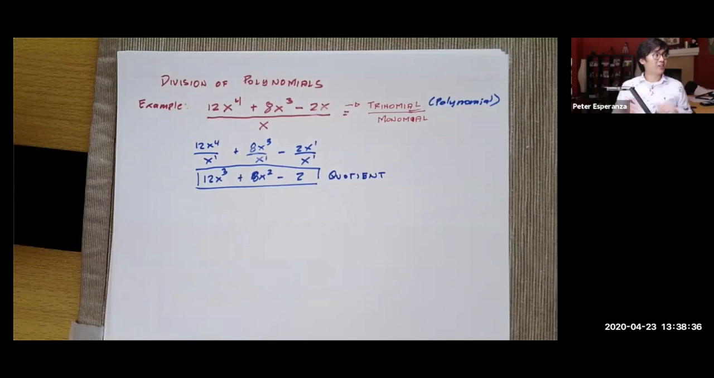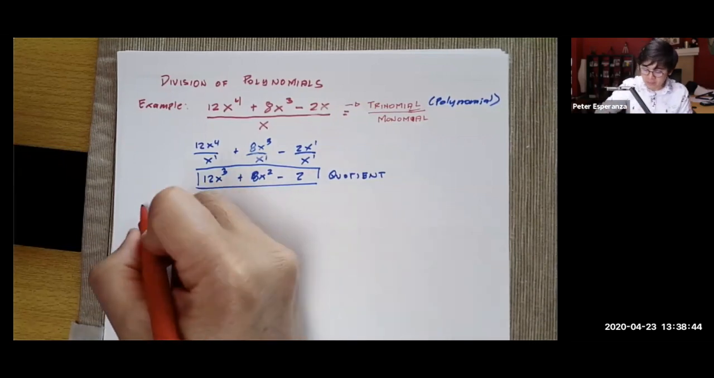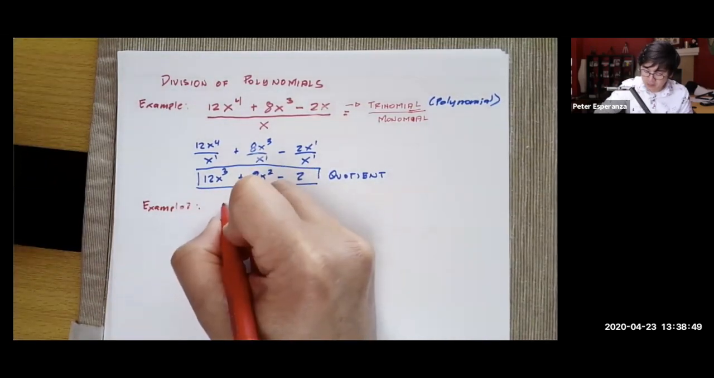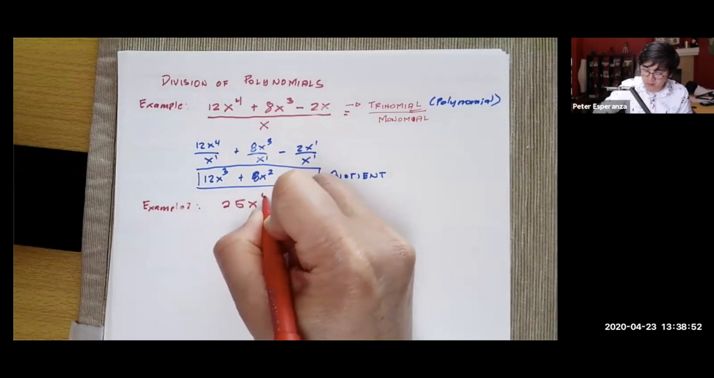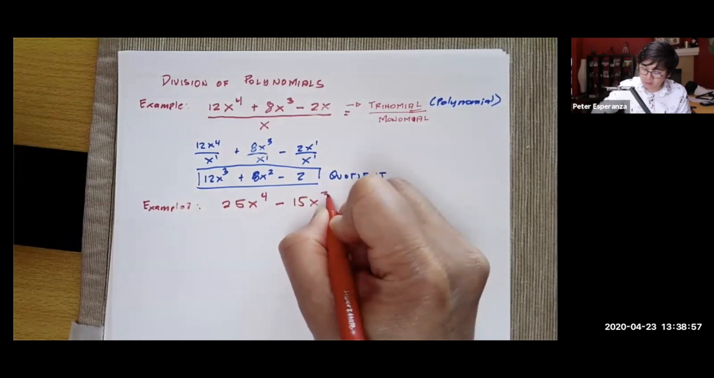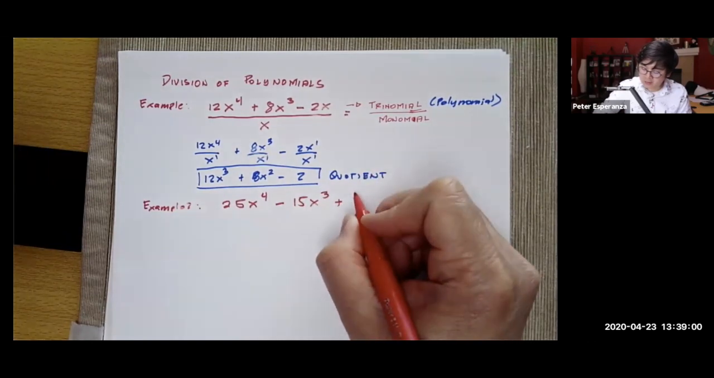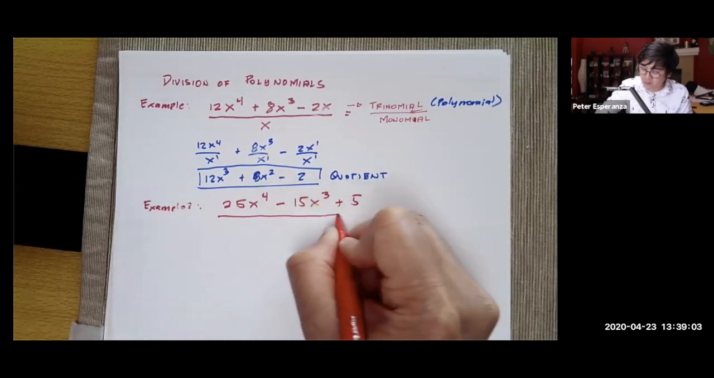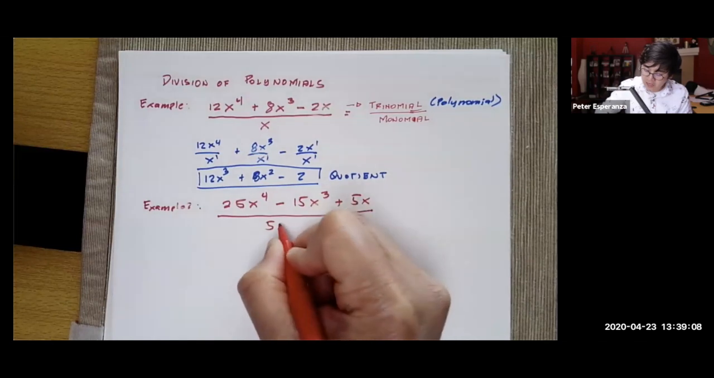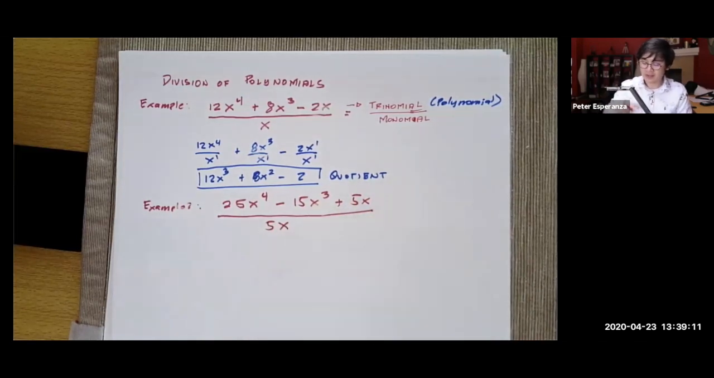So that's how you divide a polynomial if there is a monomial as your divisor, which means, example 2, if I have 25x to the fourth minus 15x cubed plus 5 all over 5x. All right. But if we have this, can you please divide this?